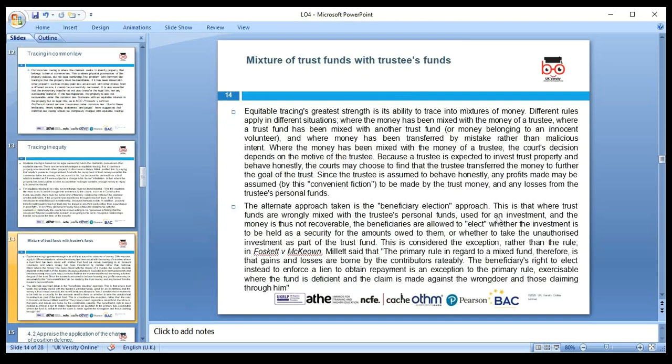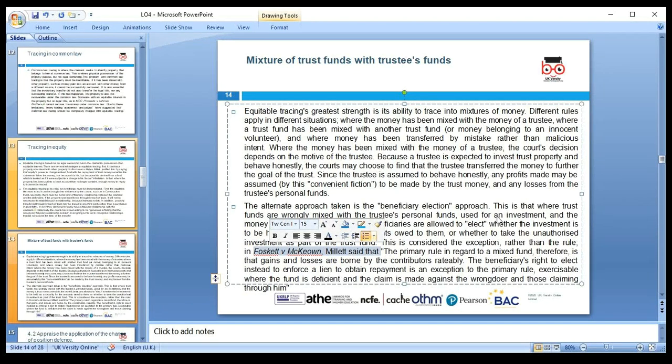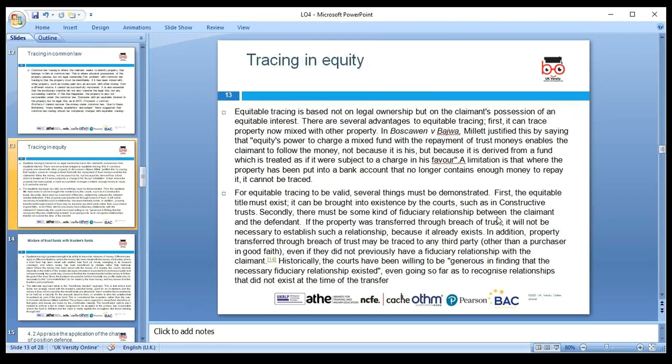Okay, so next we're looking at the mixture of trust funds with the trustee's funds. Equitable tracing has greater strength in its ability to trace into a mixture of money. Different rules apply to different situations, as we discussed at the top. There is case law there as well, which is good to look around, and we discuss it in our terminology.